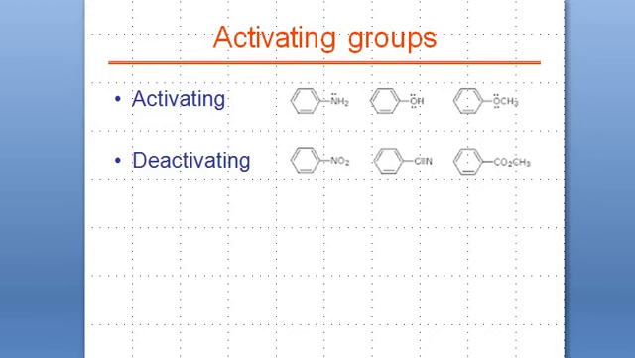So, aniline will be more reactive as compared to benzene due to the presence of the activating group NH2. Now, substituents that cause the benzene ring to be less reactive than benzene itself towards electrophilic substitution are called deactivating groups. For example, nitro group, cyano group or ester group. So, nitrobenzene is less reactive towards electrophilic substitution than benzene. So, nitro group is a deactivating group.